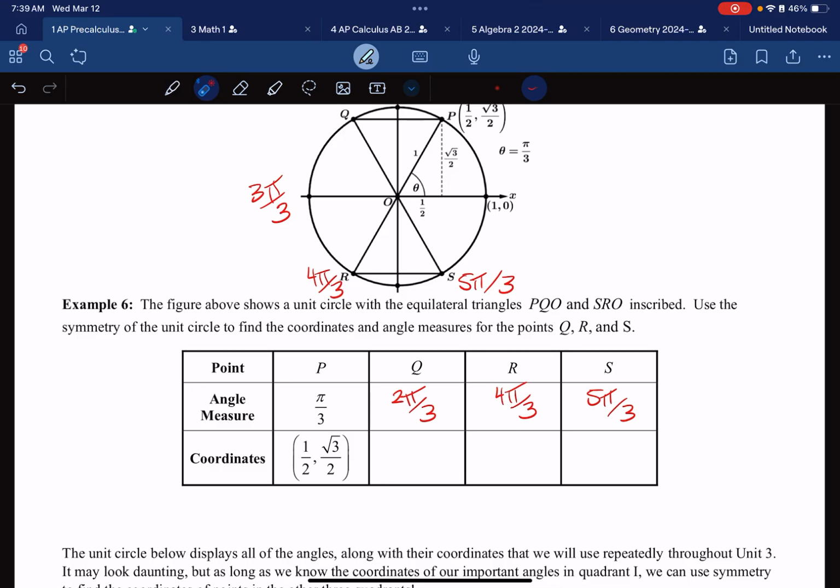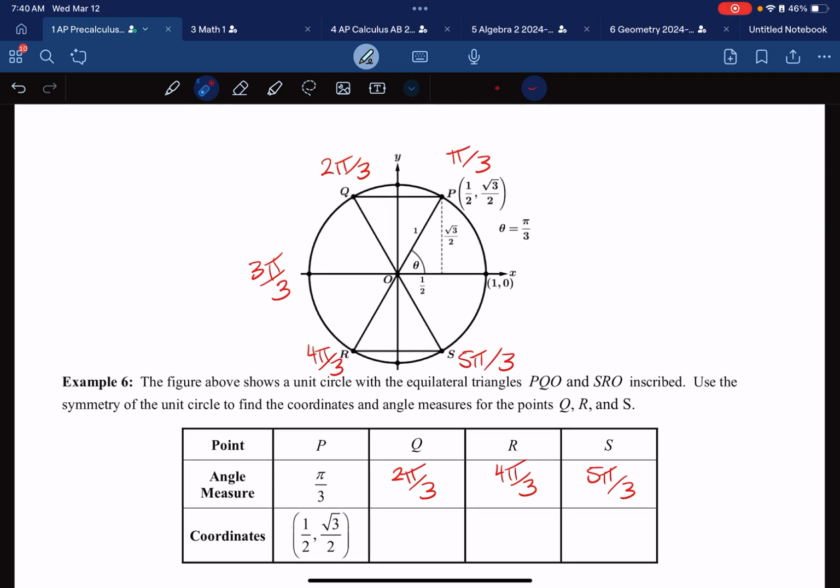Now we're stuck in that place where we have a mixture of two different numbers. It's either 1/2 or root 3 over 2. Just similar to the last problem, the y coordinate is either going to be a positive root 3 over 2 or a negative root 3 over 2. That might help you memorize all these.